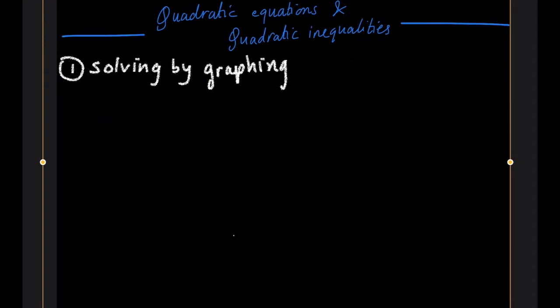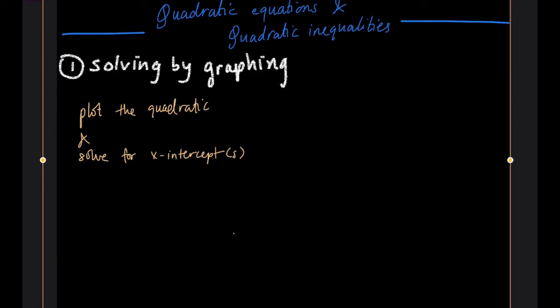Okay, so next we're going to talk about solving a quadratic by graphing. And this can 9 out of 10 times be done on your GDC, where you just have to plot the quadratic and solve for the x-intercepts. And whatever the x-intercepts are, once again, they're called roots, is your solution to the equation.